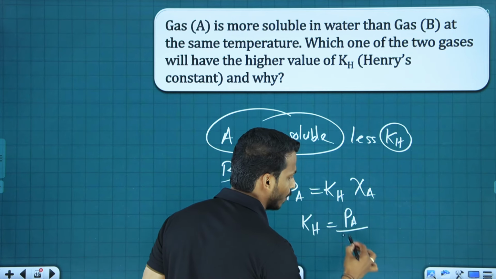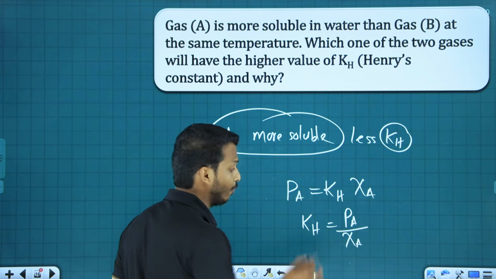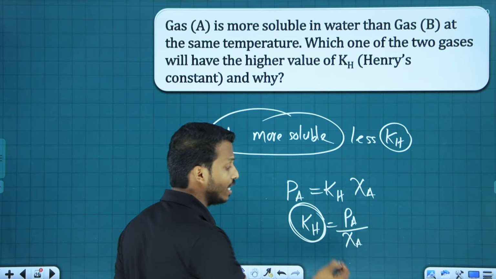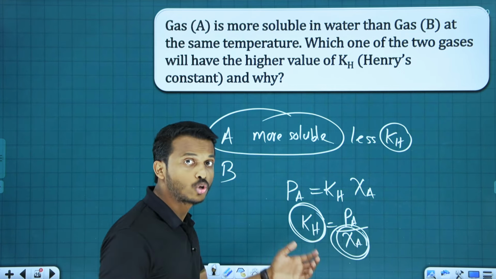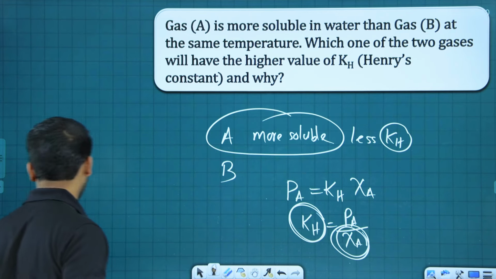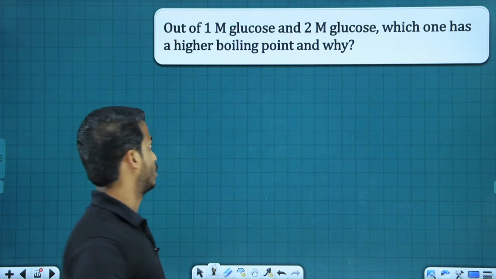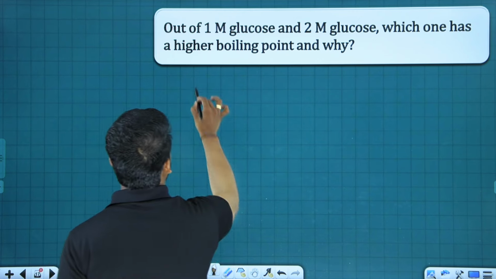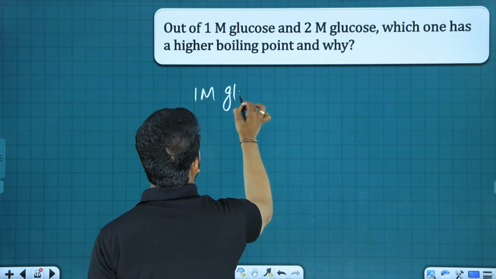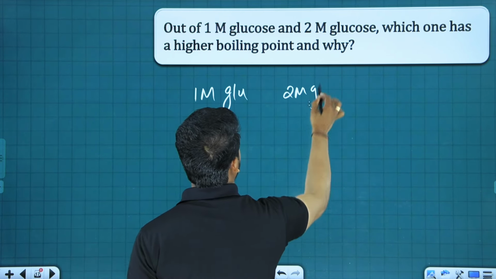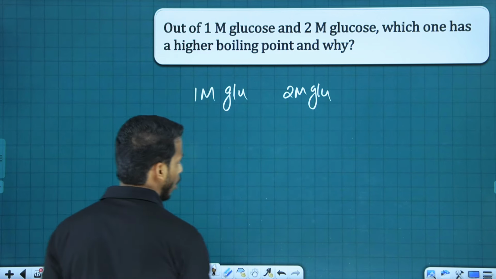Partial pressure is vapor pressure divided by Chi A. See, as the KH value increases, the mole fraction or the solubility decreases, according to Henry's law. Out of 1 molar glucose and 2 molar glucose, which one has the higher boiling point?